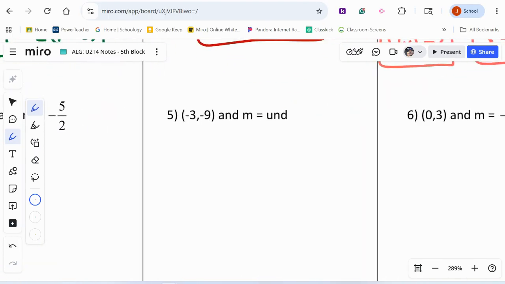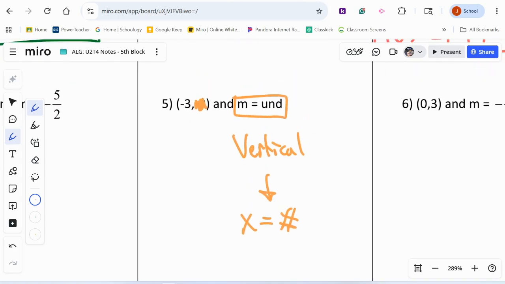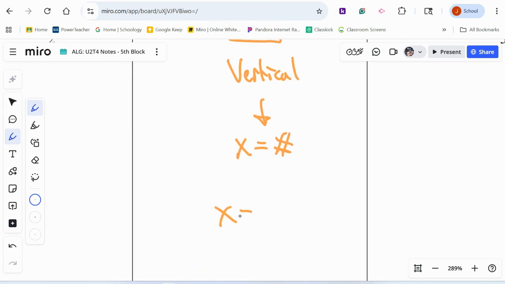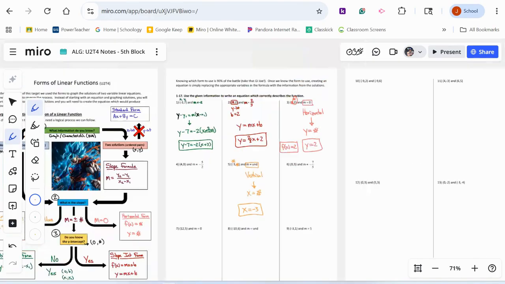All right, let's do one more here together. Number 5 is the other side of this coin. We have a human puddle at the bottom of a vertical line, right? So we know that is a vertical situation, meaning we don't care about y, because a vertical line is all about the x's, right? X equals, we can see what is the x coordinate of the point we know, it's -3. So our equation for this situation would be x equals -3.